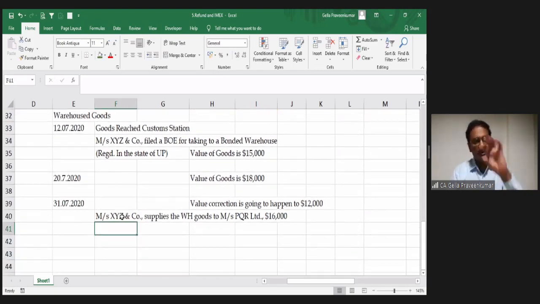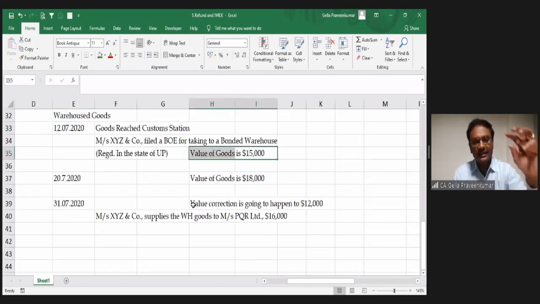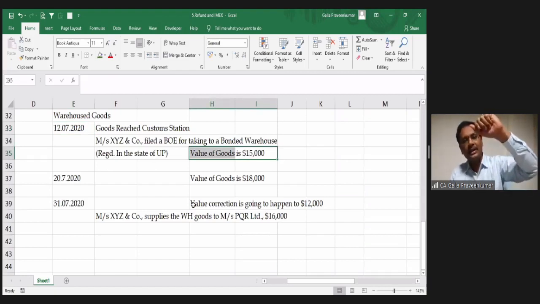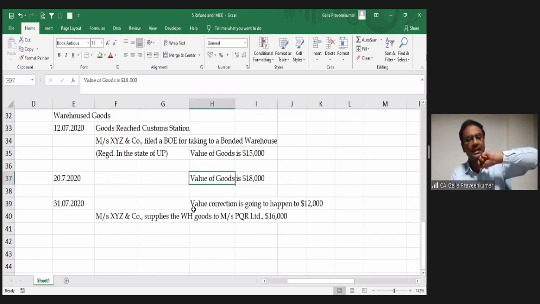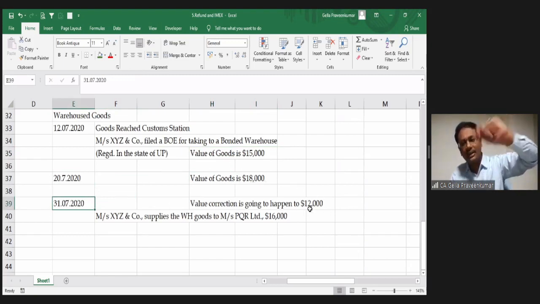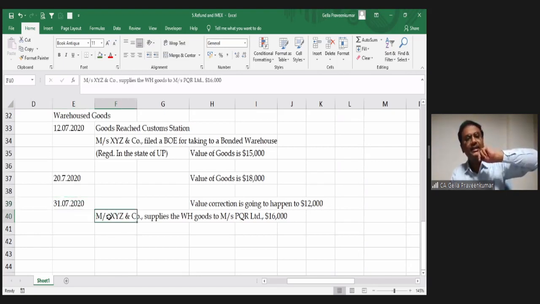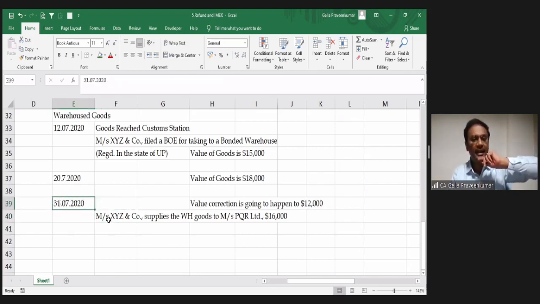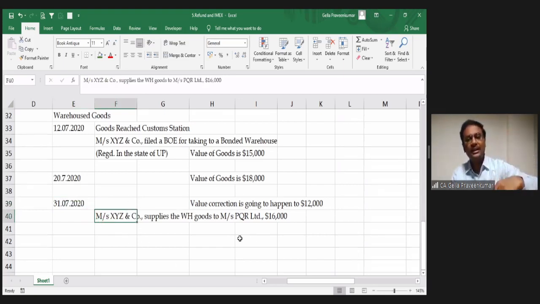Now, look at this trade concept. On 12th July, this entity imported goods whose value is 15,000. This is one commodity that, based on global markets, jumps or falls. On 20th July, the value of the goods is 18,000. On 31st July, there was news that the material price is going to correct to $12,000. Now, this entity got into a deal on 31st July where XYZ Limited supplied the goods to PQR Limited for $16,000.